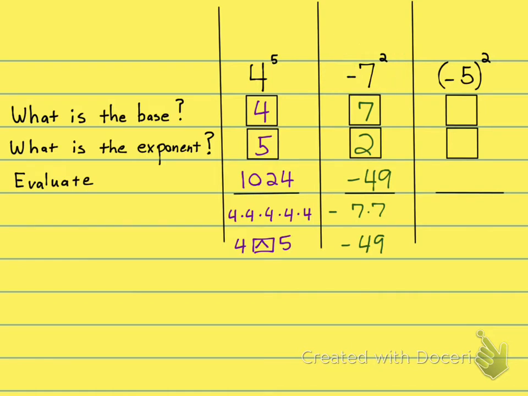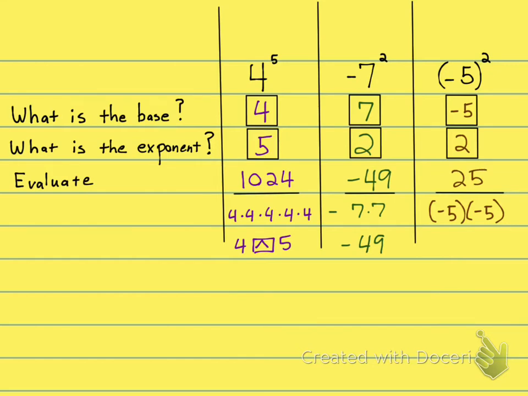All right, so for the last one here, this is negative 5 squared. Now for this one, the base is negative 5. That negative is part of the base because it's in the parentheses, and it is going to be hit by the exponent, which up here is 2. So to evaluate this one, it's going to be negative 5 times negative 5. Put that in your calculator, and you're going to see that you get 25.